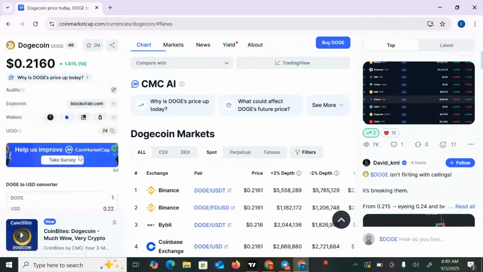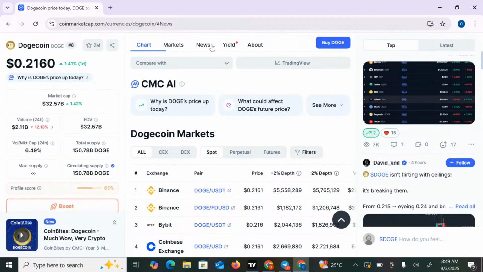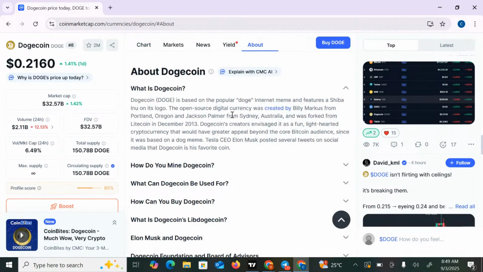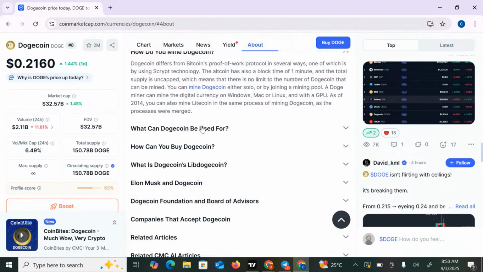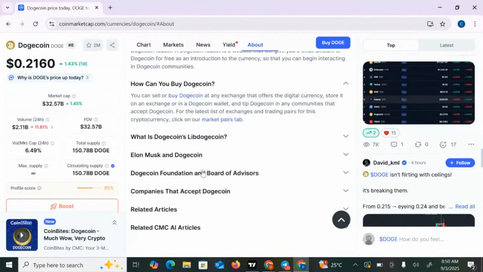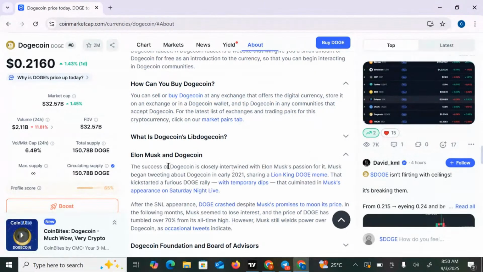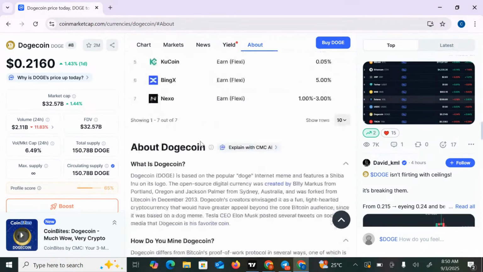Just click on it. I clicked on my Twitter, but my Twitter is not on my system here, so it will not take us anywhere. I want to know about Dogecoin. Okay, this is Dogecoin. You can check the story, what it solves, and all of that. You understand how it started. Tesla CEO Elon Musk, all of them. How do you mine Dogecoin? You can ask questions. What can Dogecoin be used for? You can check here. How can you buy Dogecoin? Check. The relationship between Elon Musk and Dogecoin. You understand? So all this is what you can use CoinMarketCap for.